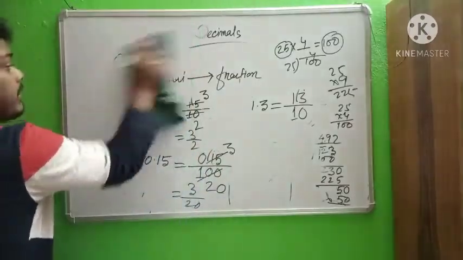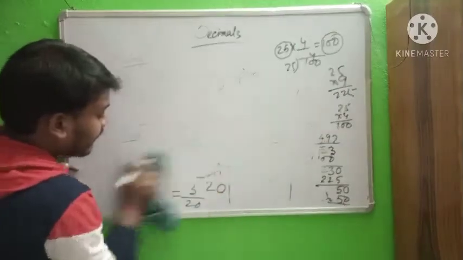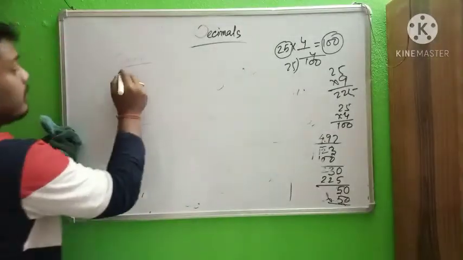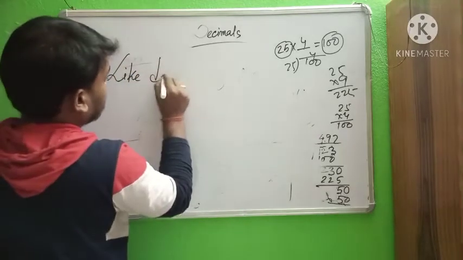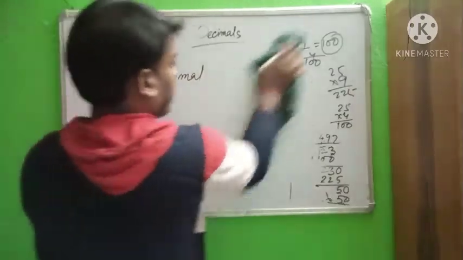Next thing, like decimals and unlike decimals. So what is a like decimal?